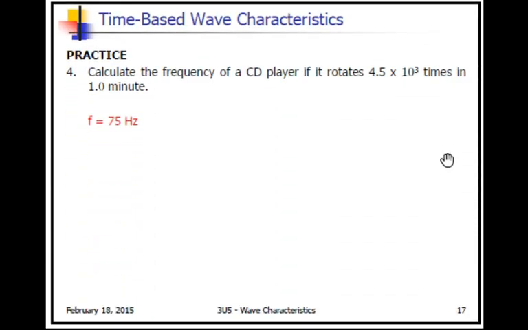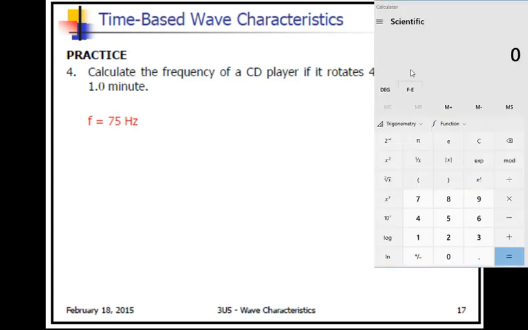Calculate the frequency of a CD player that rotates 4.5 times 10 to the 3 times in 1 minute. So that is 4,500 times in 1 minute. That's 60 seconds. We'll want to write this in hertz. We have a 75 hertz frequency for that CD player.